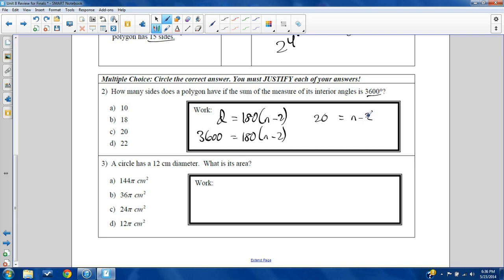N minus 2 is the number of triangles. So I have 20 triangles in my polygon that has 3,600 degrees of an interior angle sum. Add 2 to it, N equals 22. I have a 22-sided polygon, and it has 20 triangles.